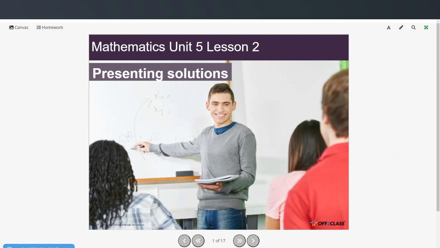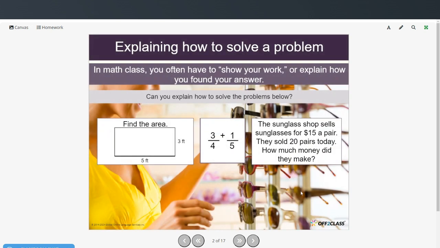This is a B1 level mathematics lesson, and today we're going to be talking about how to present solutions to word problems. So, explaining how to solve a problem. In math class, you often have to show your work or explain how you get the answer. So can you explain in English how to solve the problems below?